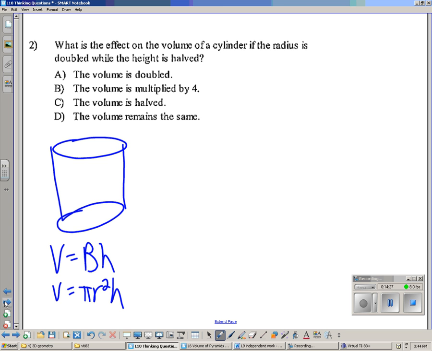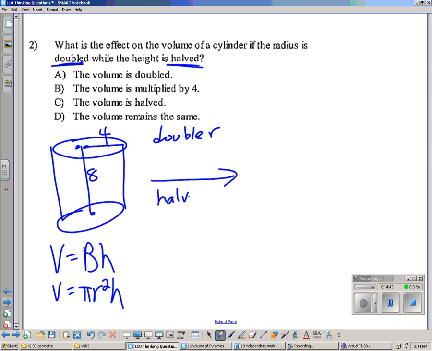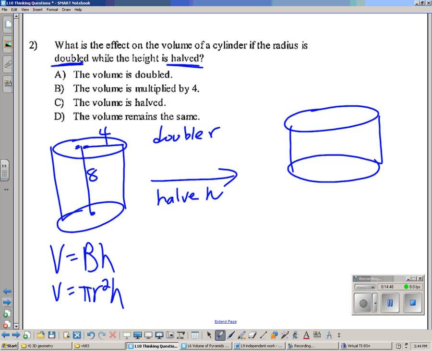So I want to pick numbers that are easy to double and easy to halve. So I'll make the radius say 4 and the height say 8. Now, I want to double the radius and halve the height. So this new cylinder would look like something like this. It would be fat and squatty. So double the radius becomes 8. Halve the height becomes 4.